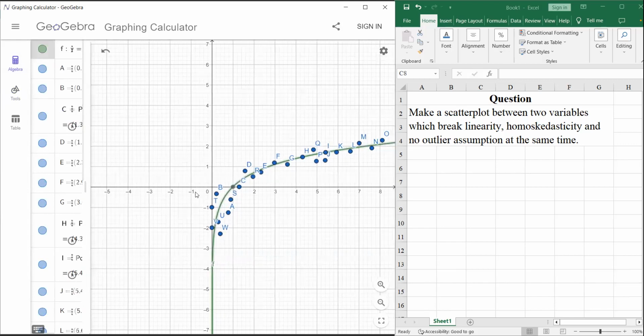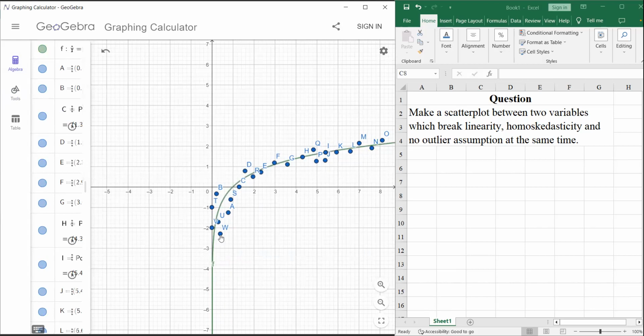So if I have points like this on a scatter plot, then they are violating the linearity assumption because they're not lying on the same line. Now, at the same time, we also want to break the homoscedasticity assumption.